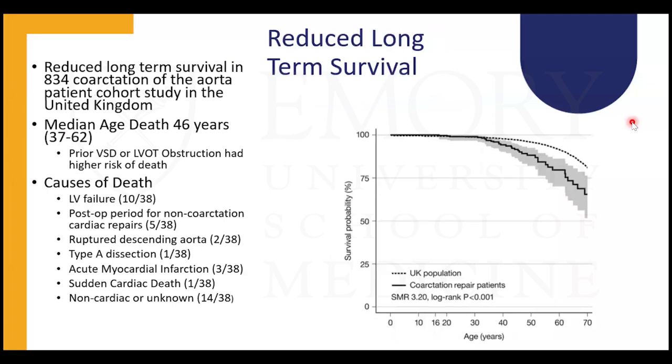The UK cohort study also looked at the overall population and survival compared to age-matched control patients, and what was notable is they started to see a drop-off in the 30s and 40s of overall survival from the patients with aortic coarctation. They had a median age of death of 46 with a large range between 37 and 62 years. One of the risk factors was having a prior VSD or LVOT obstruction with a higher risk of death. And their most common cause of known death was LV systolic heart failure.